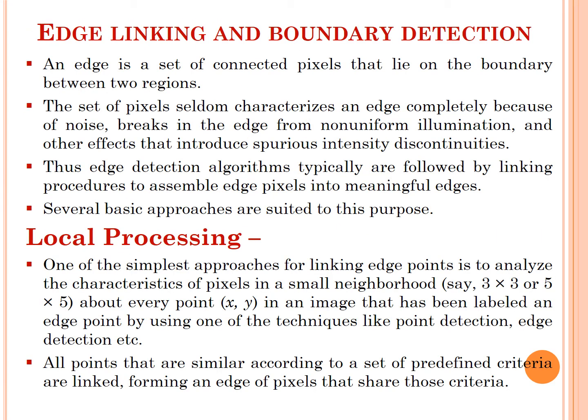We will see edge linking and boundary detection. An edge is a set of connected pixels that lie on the boundary between two regions. The set of pixels seldom characterizes an edge completely because of noise, breaks in the image from non-uniform illumination, and other effects that produce spurious intensity discontinuities. Thus, edge detection algorithms typically are followed by linking procedures to assemble edge pixels into meaningful edges.